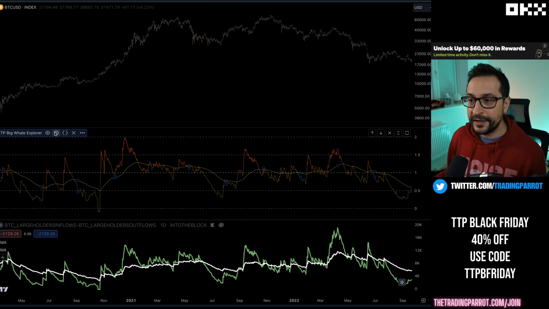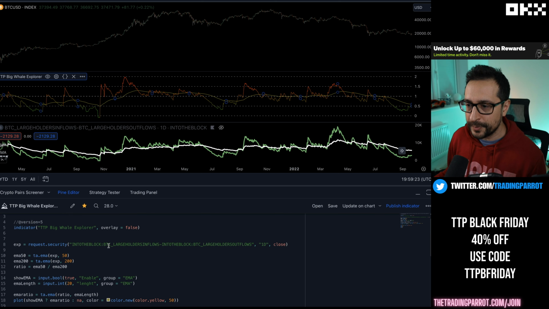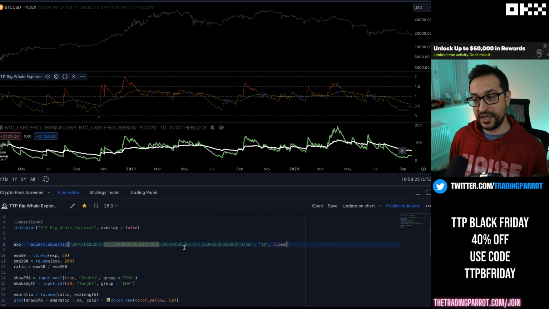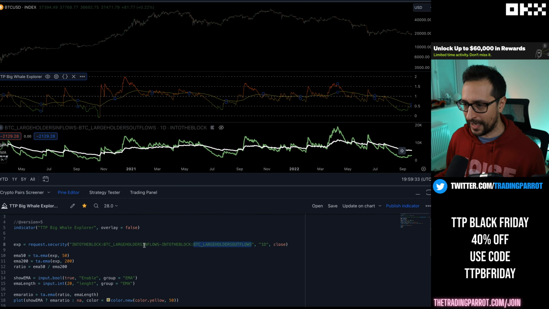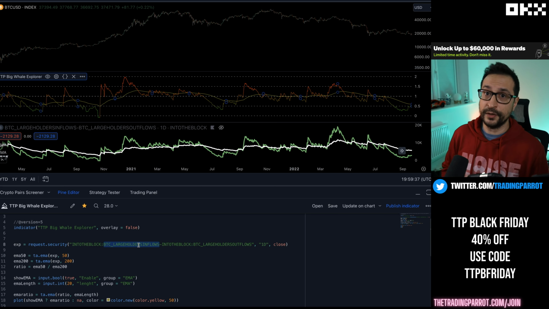The indicator is open source and you can hit here and have a look at the source code because, for example, you can change this BTC to Ethereum or XRP. Just make sure that you change both the outflows and the inflows. And just by doing that small tweak, you can also see what's going on with the XRP, the ADA, the Ethereum, and the top cap coins as well.